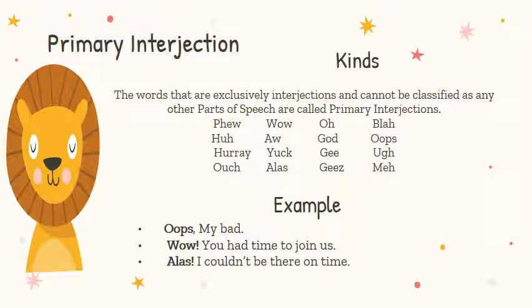So what are the examples in a sentence? Like the example, oops, my bad. Wow, you had time to join us. Alas, I couldn't be there on time.